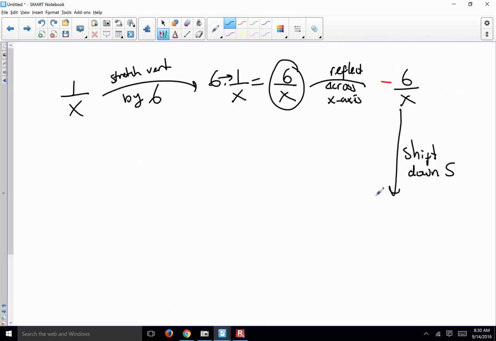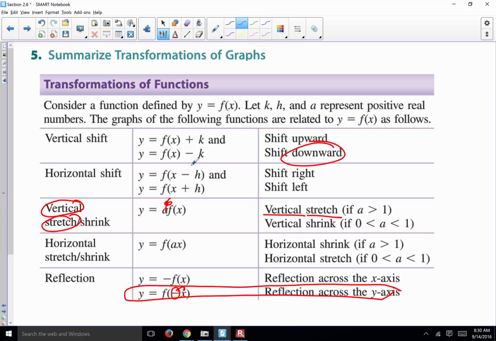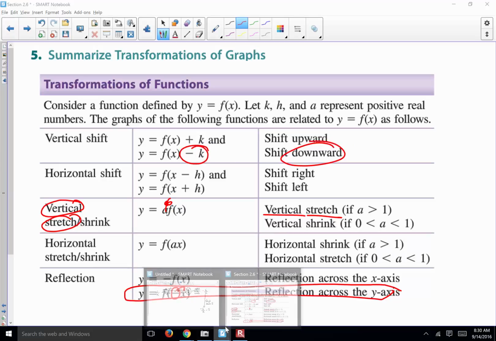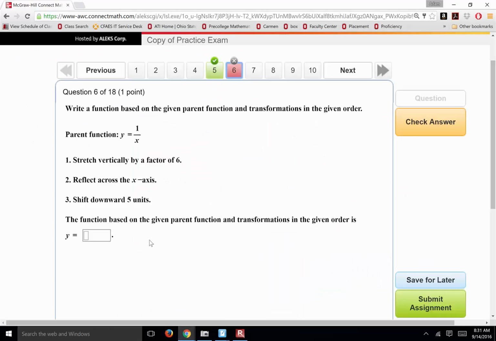So what do I do? This is your function. How do you shift down? Come on. So multiply? Minus 5. Again, shift down is with a minus that number. Alright, this is the final result. Minus 6 over 5.